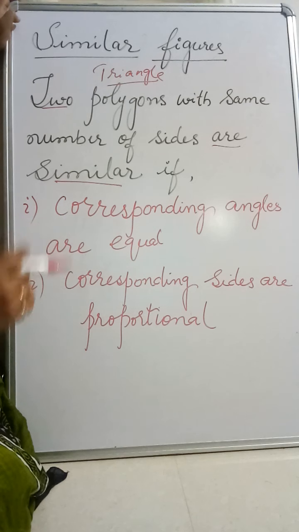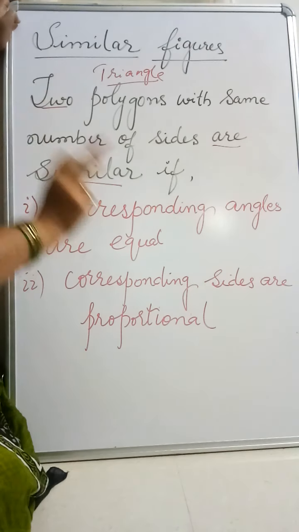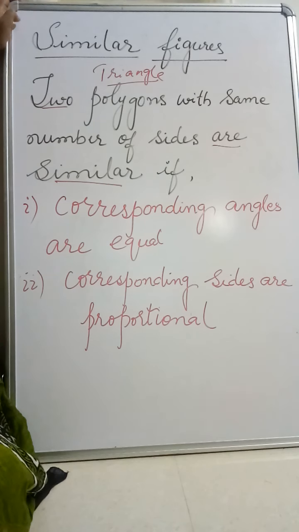Again, I will deal in detail with similar triangles, children. This is only a hint I am giving of what a similar triangle is. But this definition is very, very important. Similar figures: two polygons with the same number of sides are said to be similar if corresponding angles are equal and corresponding sides are proportional. Do write this definition in your notes. There are a few examples shown in the textbook: squares, circles, rectangles and quadrilaterals, named as similar figures.